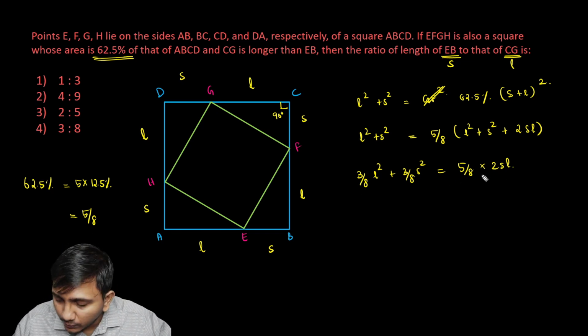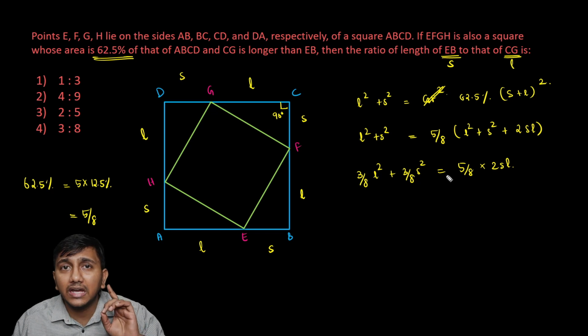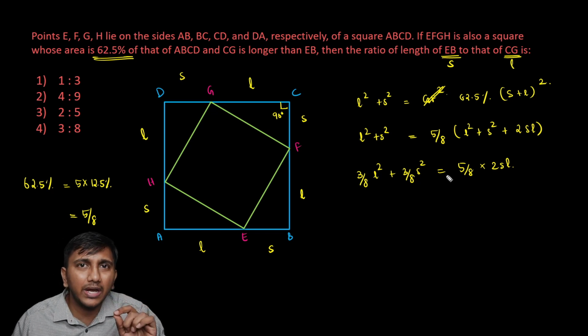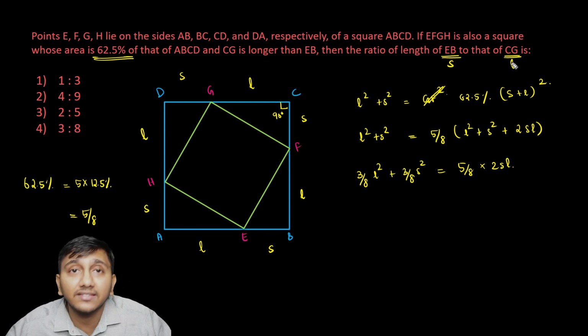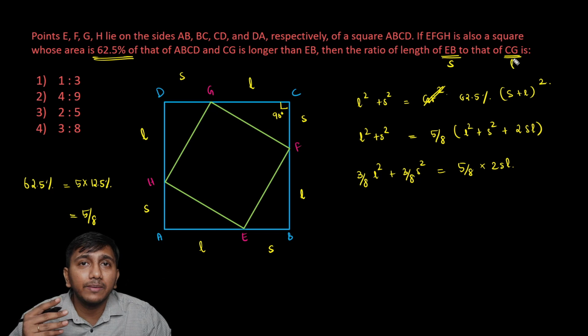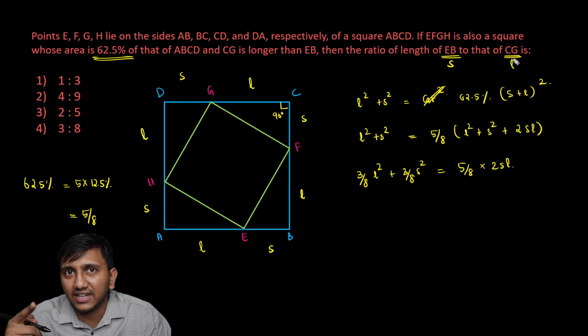Now in these kind of situations, if you are asked to find a ratio, there is something you can do which can make your job much easier. So what you can do is, instead of taking S and L, you can assume one of them to be 1 and accordingly adjust the other one.